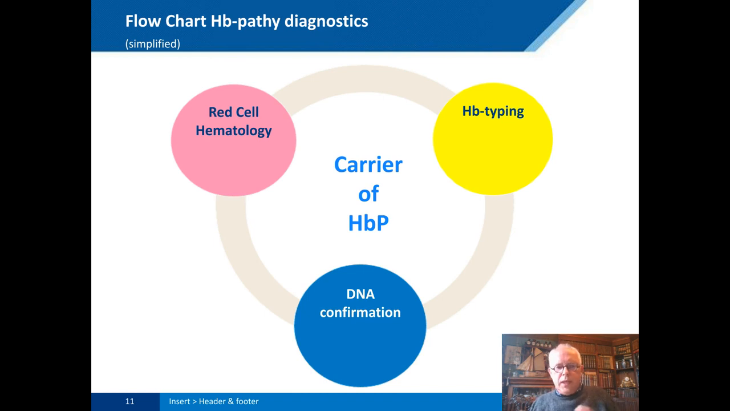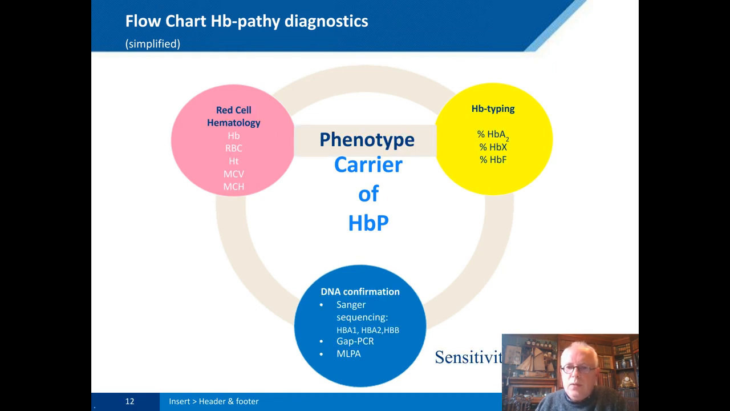Now, what is the best moment or the best way to detect thalassemia and sickle cell disease carriers? Well, there are 3 components in the lab which play an important role. And that is the red cell hematology, the hemoglobin typing, and the DNA confirmation. And this together will tell you the story if the phenotype fits, or that you have to do more.